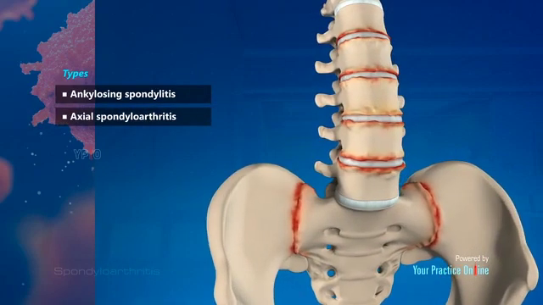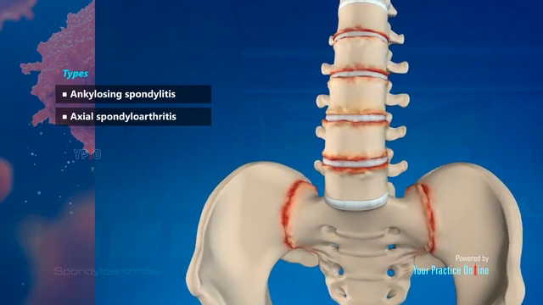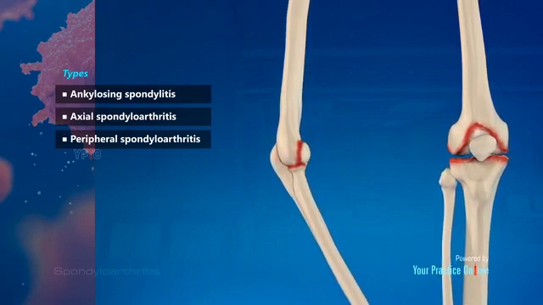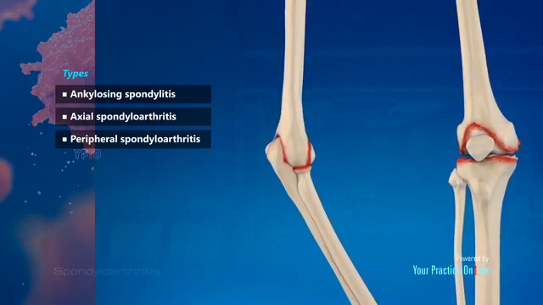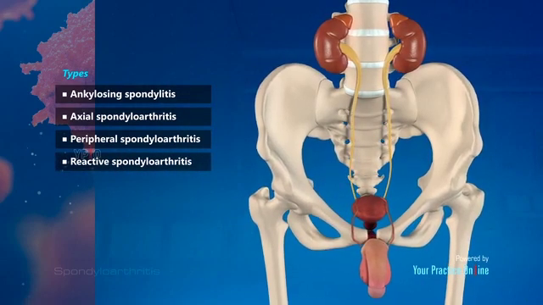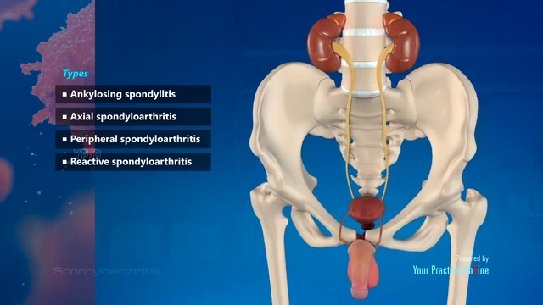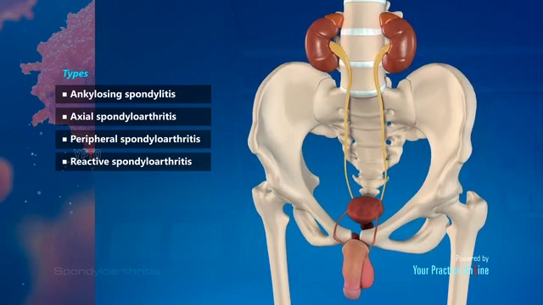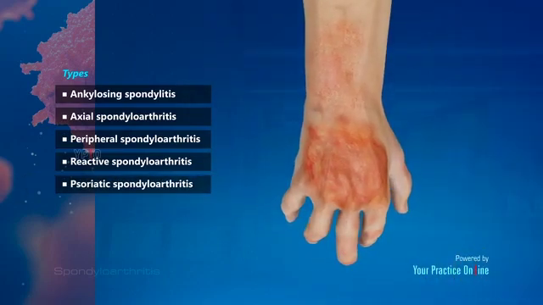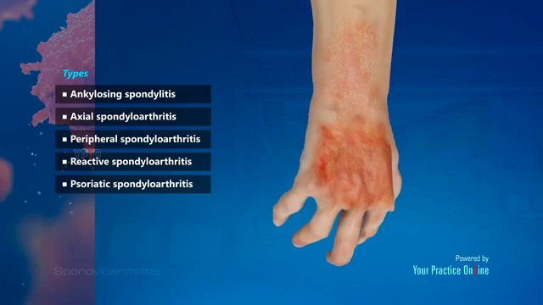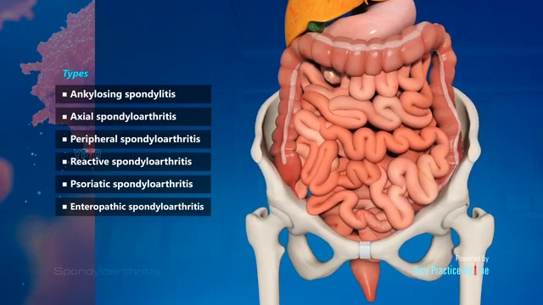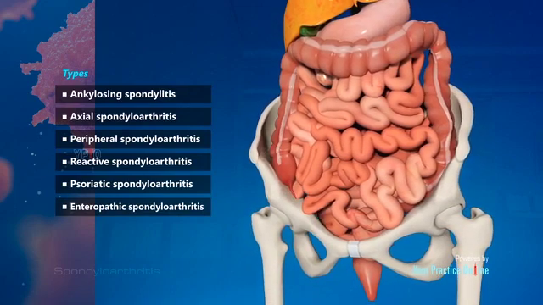Axial spondyloarthritis mainly affects the spine and pelvic joints. Peripheral spondyloarthritis affects the joints of the arms and legs. Reactive spondyloarthritis is an immune reaction to a bacterial infection, such as a genital or urinary tract infection. Psoriatic spondyloarthritis is associated with a skin condition called psoriasis. Enteropathic spondyloarthritis is associated with inflammatory bowel disease.